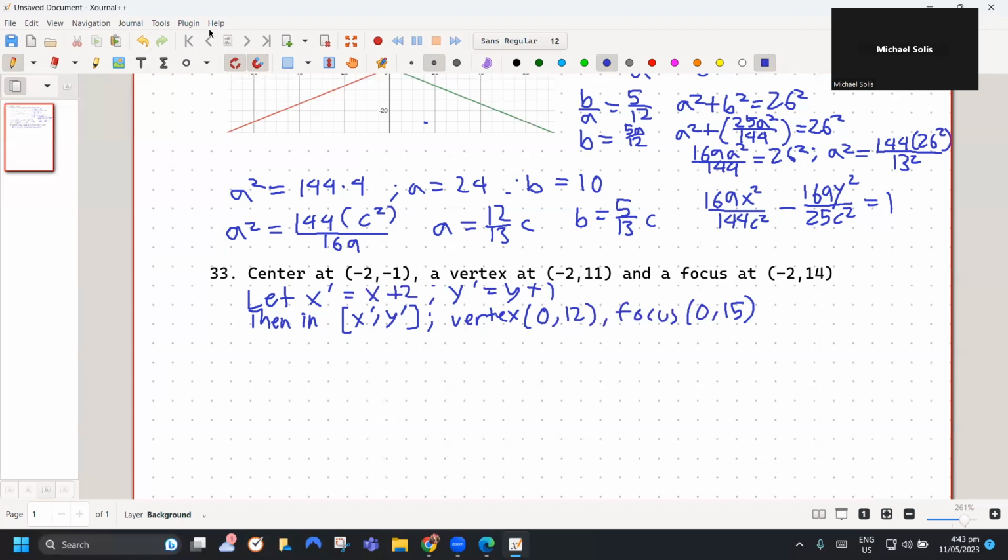Teka, focus at vertex at negative 2, 11. Wait, baka mali yung kopya ko. Question 33. Negative 214.